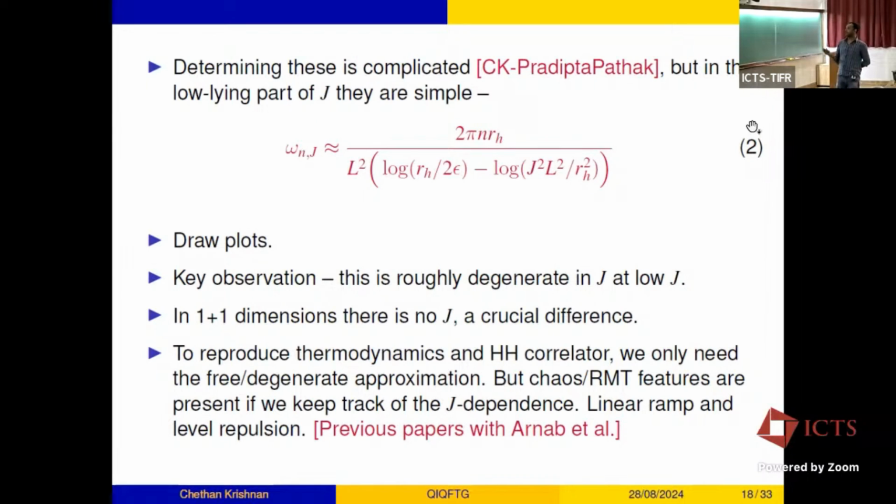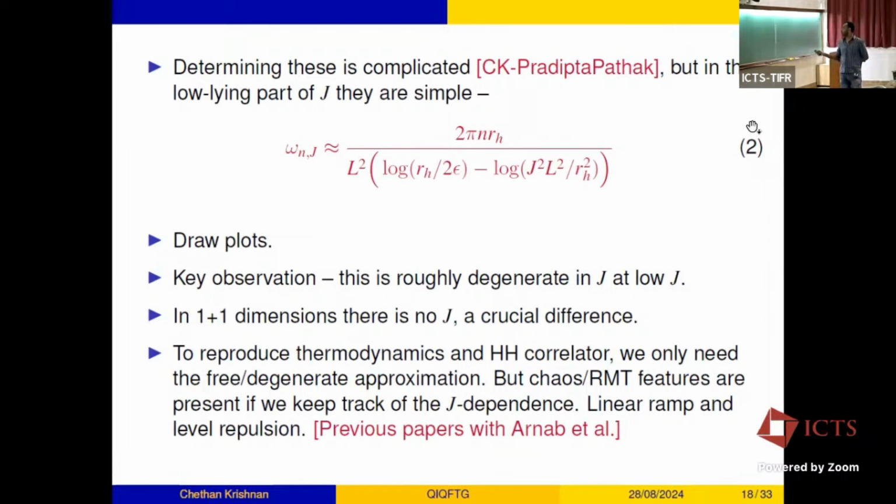The reason I showed you that formula is because, if you look at the leading behavior, the behavior in j can essentially be treated as degenerate, and the dependence on n is linear. So that's the only thing that I really need, the only thing that I will need in order to make all the statements in this talk.